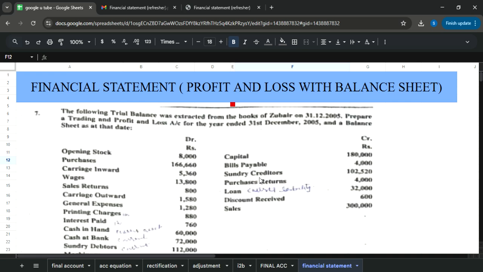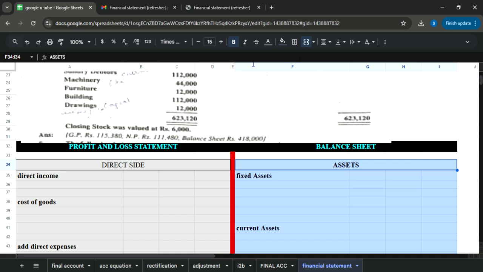Today's target is to understand a sample question related to financial statements, which includes a profit and loss account with a balance sheet. Since it's a sample question, there is no adjustment present in this question. We will just paste these elements into our proforma.